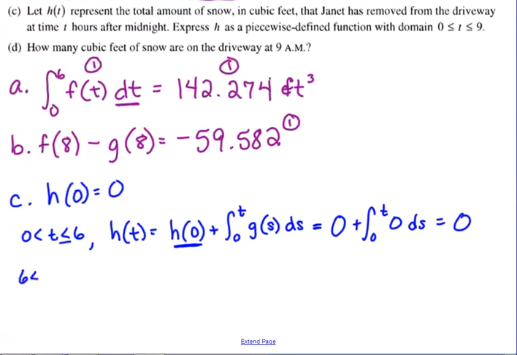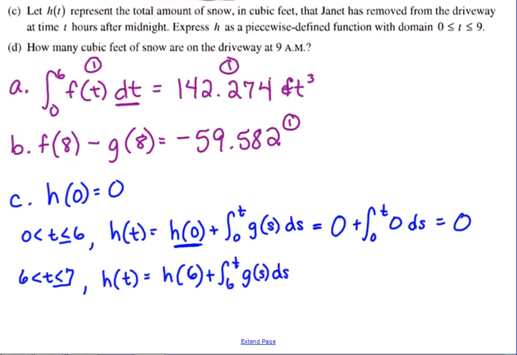Okay, between 6 and 7, sorry, I'm having to look at another paper here. Between 6 and 7, we've got h of t is equal to h of 6, plus the integral from 6 to t of g of s ds. Okay, h of 6 is still 0, because she still hasn't removed any.